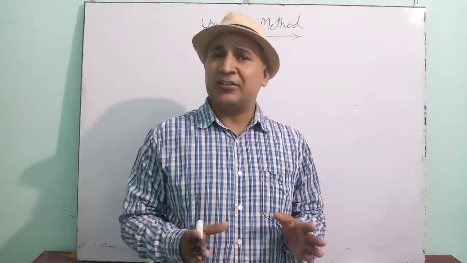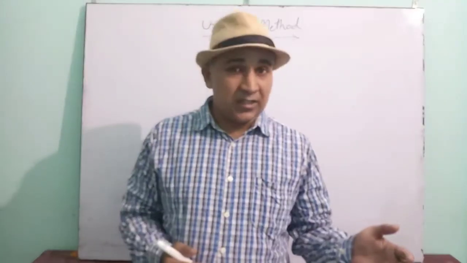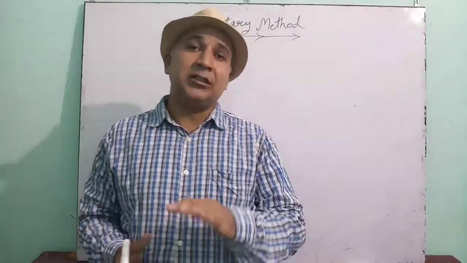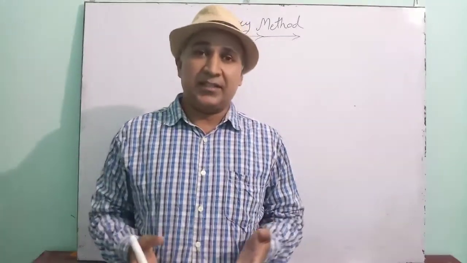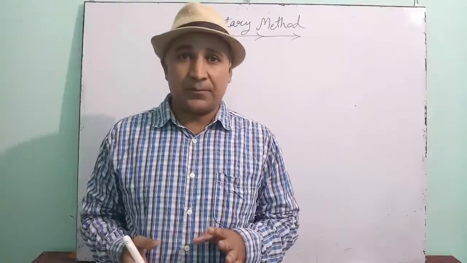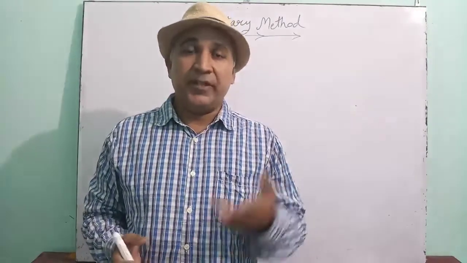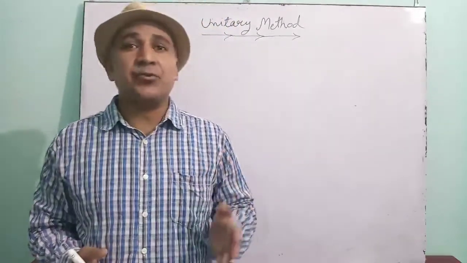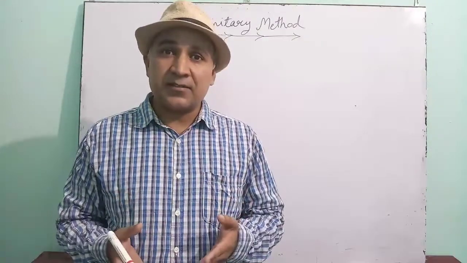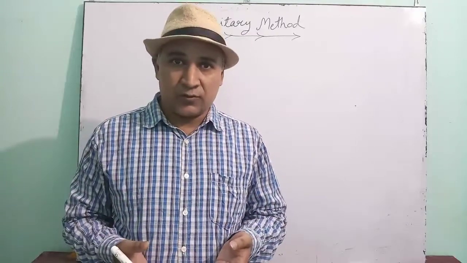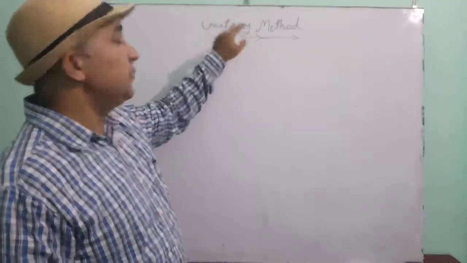Today we are going to start a new chapter, unitary method. Children, in the first week of August, you have to appear in the second unit test, and there are 4 chapters in that test. That means the syllabus is for 4 chapters. Out of 4, 2 chapters we have completed. We have completed decimals chapter and ratio and proportion chapter, and you have done the practice with the revision worksheet also. Now today we are going to start your third chapter, unitary method.